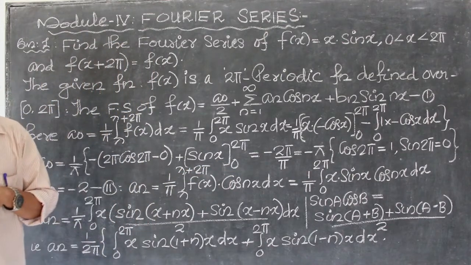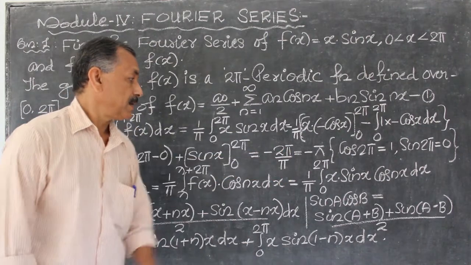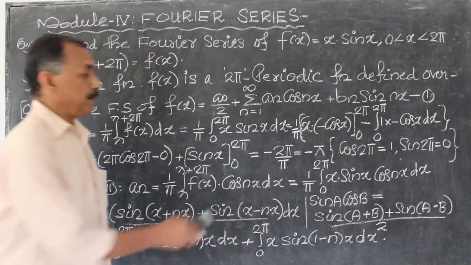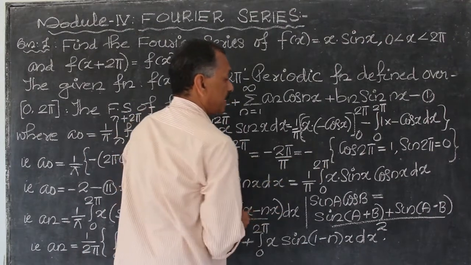That is, a0 is equal to... minus pi plus pi cancel. That is equal to minus.